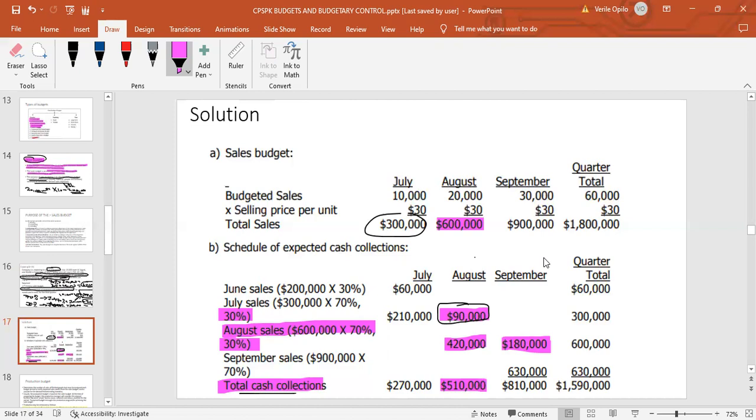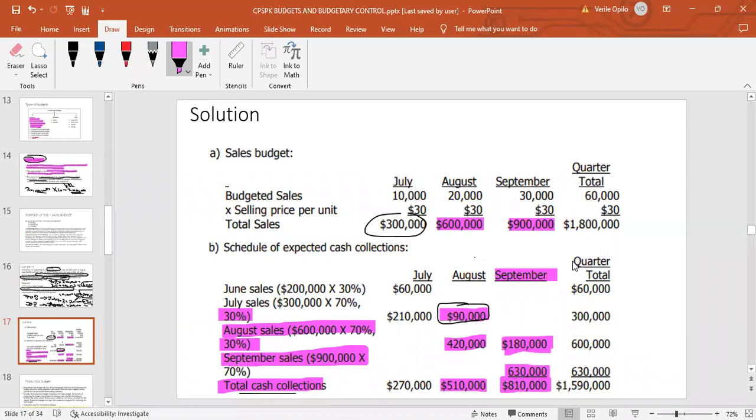Then the final month is September. So in September, we are receiving 30% of what was sold in the previous month of August. We've obtained that one as 180,000. And then 70% of what is sold in the month of September, which we obtained as 900,000. So 900,000 at 70%, that should give us 630,000. So now we have 630,000 plus 180,000, that should give us 810,000. So 810,000 will be the total amount of cash to be received in the month of September.